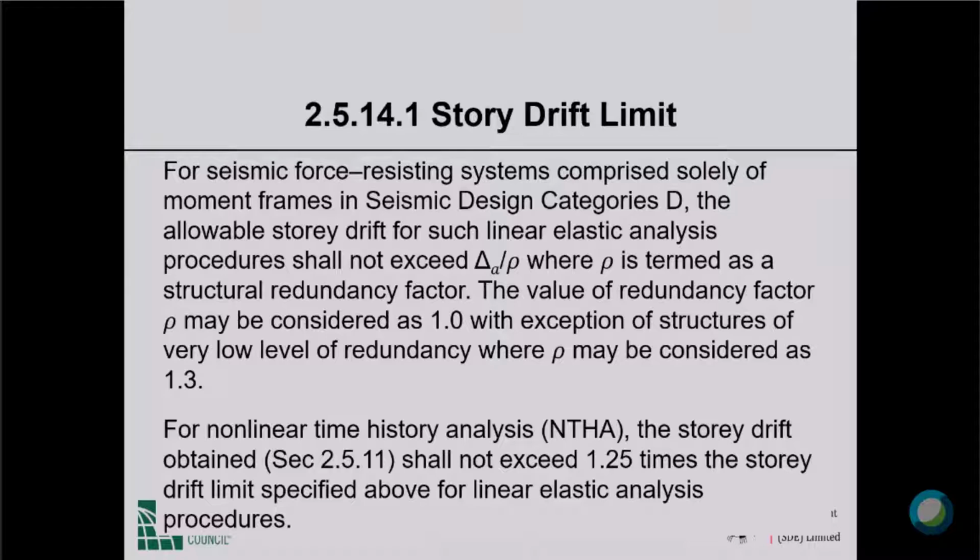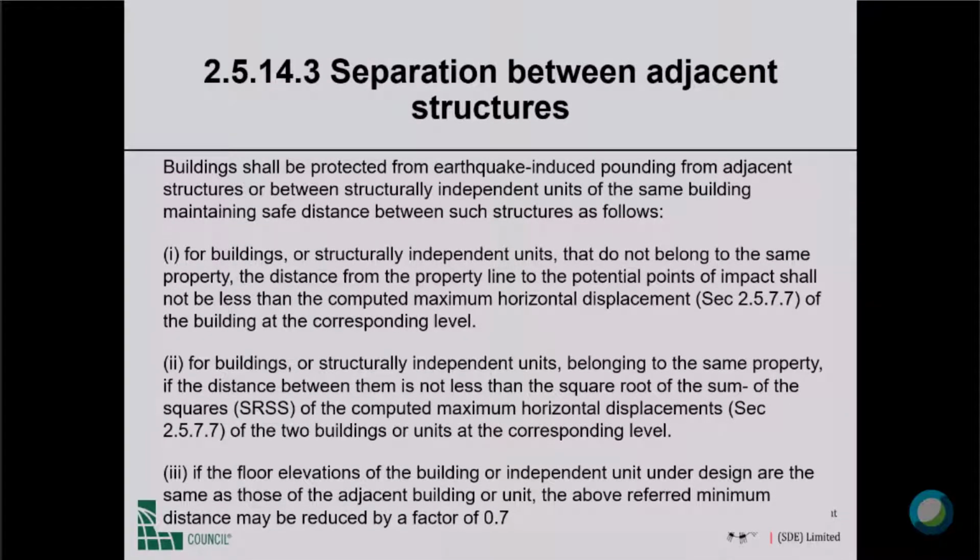BNBC also says for nonlinear time history analysis, which we haven't discussed, this is one of the dynamic analysis methods, the most sophisticated one, the story drift obtained shall not exceed the story drift limit specified above for linear elastic analysis. So if you base your interstory drifts on nonlinear time history analysis, then the drift limits are relaxed by 25%, which is actually very modest in US practice. The relaxation is quite often quite a bit higher than that.